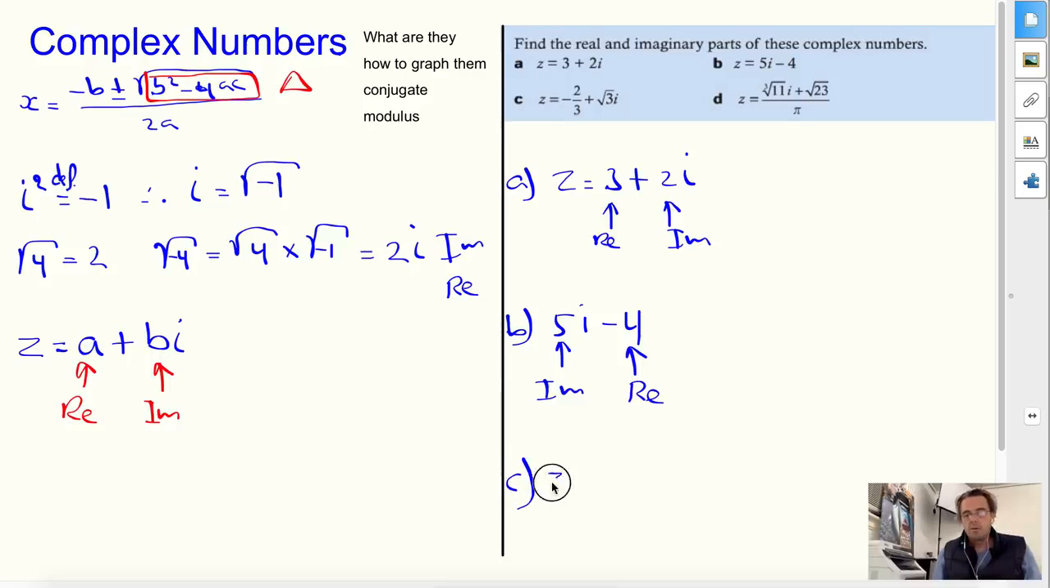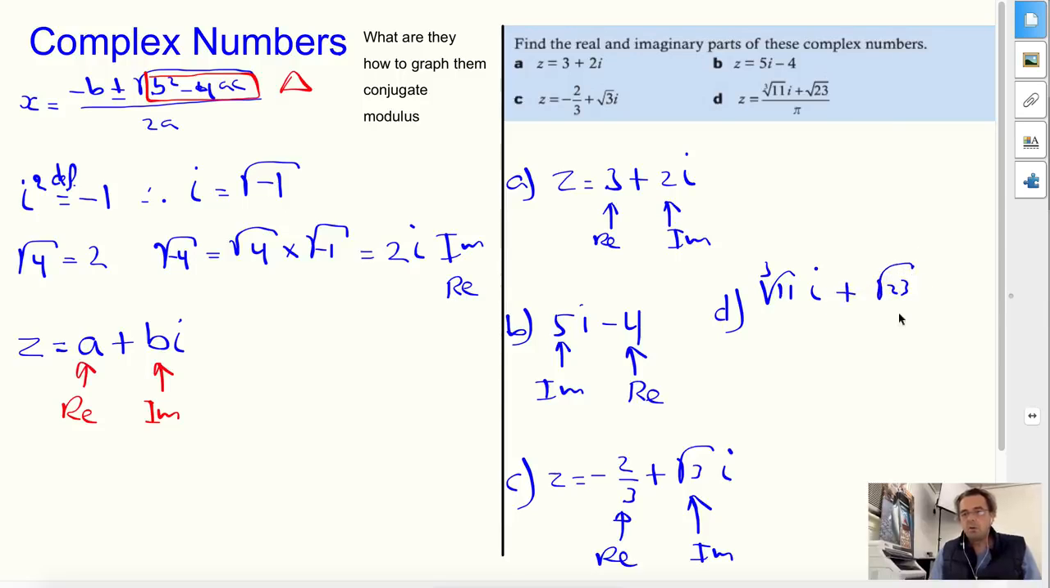C, z equals -2 over 3 plus root 3 i, root of 3i. The real part is right there. The imaginary part is right there. D, the third root of 11i plus the root of 23, all over pi. Well, the imaginary part is this bit here. So it's the third root of 11 over pi. The real part is the root of 23 over pi. There you go.